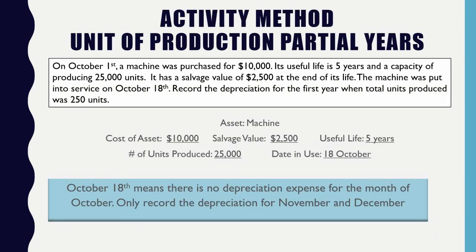Okay, so we talked very, very briefly about this. Well, what happens when we talk about placing an asset in the middle of the year? What happens when we have partial years? Okay, so in this example here, on October 1st, you made a purchase of a machine for $10,000. Its useful life is 5 years and a capacity of producing 25,000 units.